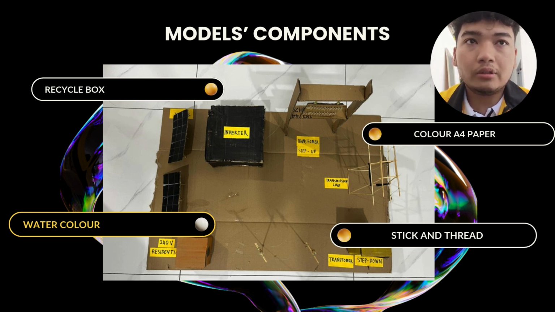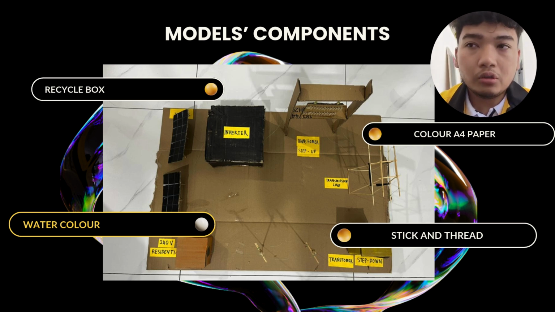For the model component, first is a recycle box. Recycle boxes are used as the main structure base of the model. They represent buildings, equipment, houses, and system components such as inverter unit, residential load, and transformer enclosure. Using recycle boxes promotes sustainability, local and environmental awareness, and the box provides stability and easy arrangement of components on the model box.